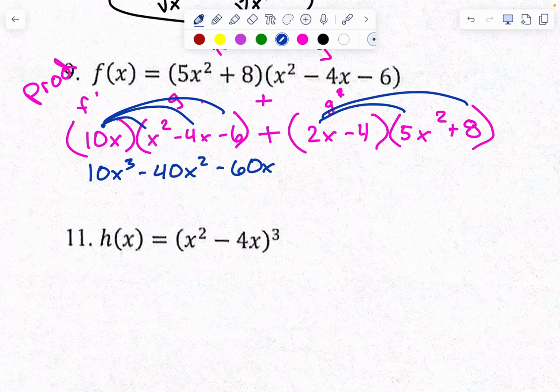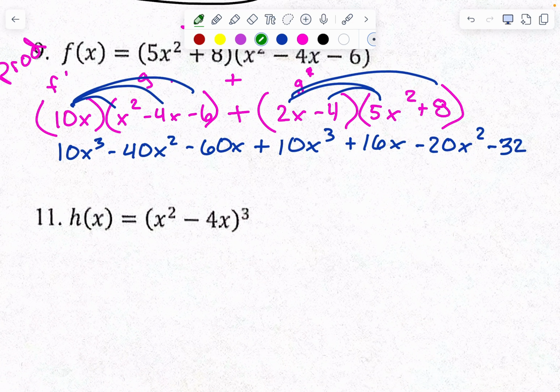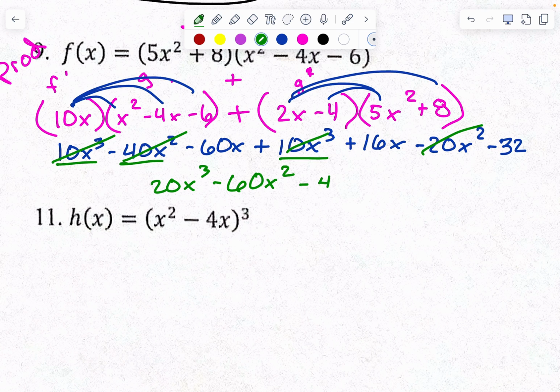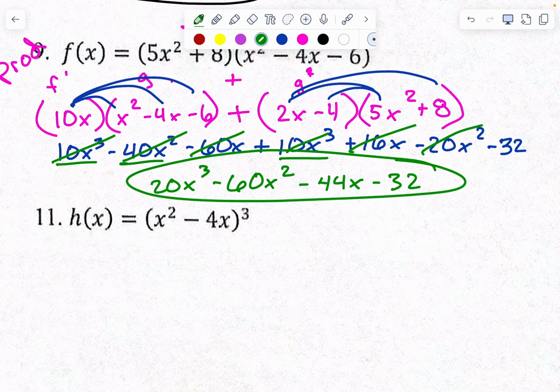Okay, now we've got a FOIL. Plus 10x cubed again. Plus 16x minus 20x squared minus 32. Is that true? Yep. All right, now putting stuff together. 20x cubed. Got it. Minus 60x squared. Minus 44x minus 32. Boom. Beautiful.